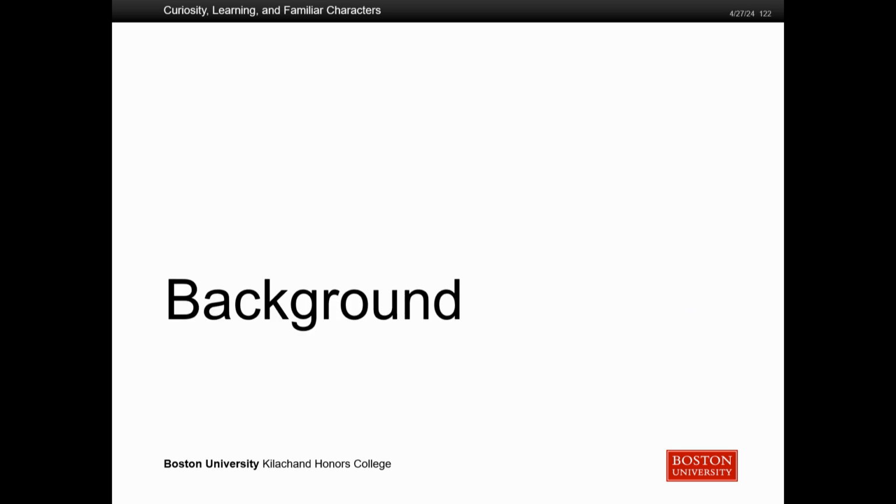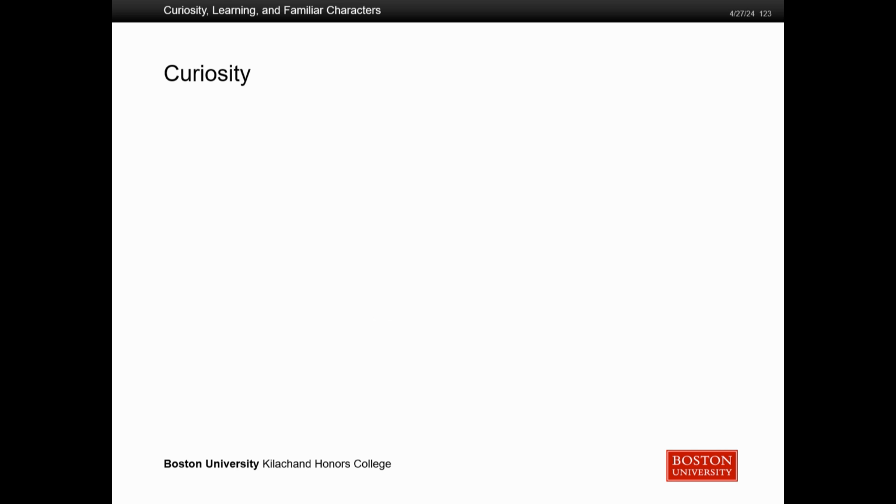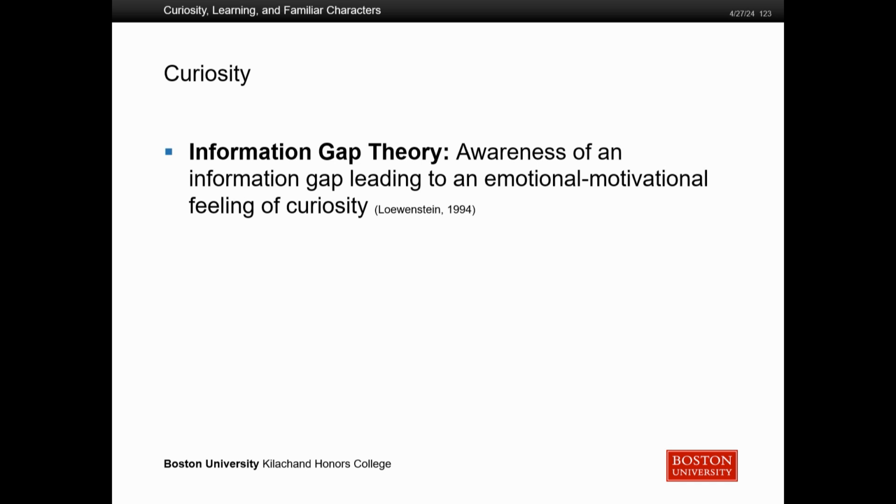So first, I want to give some quick background about the fields of study that I am merging. There's a good amount of literature on curiosity that I'm going to be pulling from. First is the information gap theory, which refers to an awareness of an information gap or a deficit in knowledge, and it leads to an emotional, motivational feeling of curiosity and a desire to fill that gap.